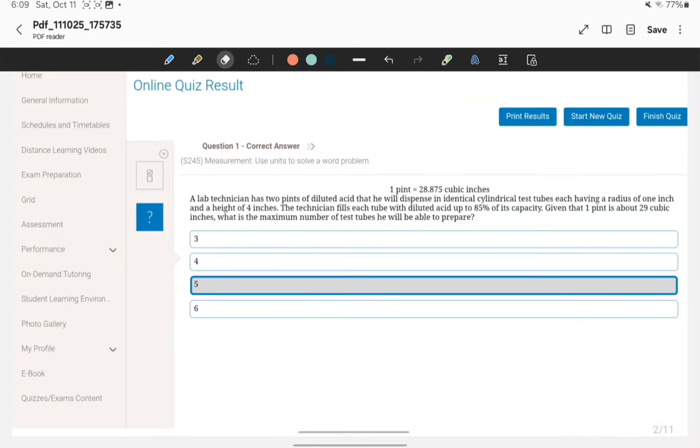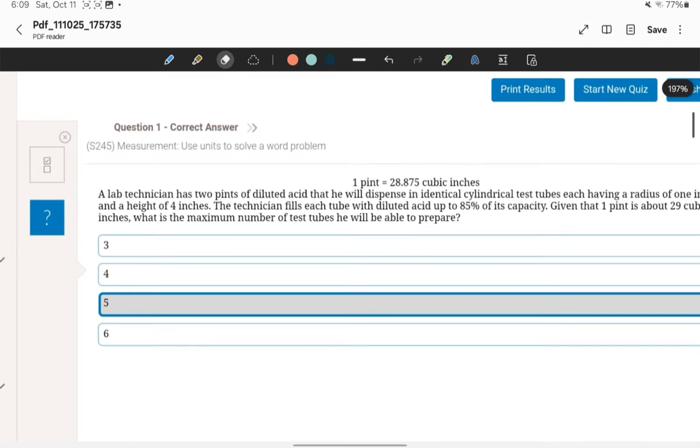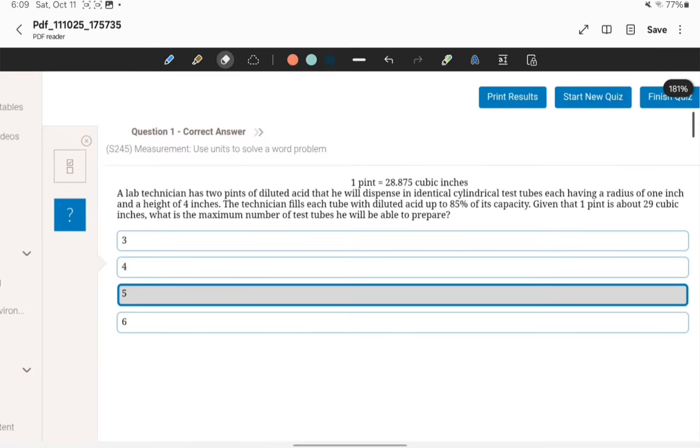Today I'm solving the week 8 Math CE quiz. Yalla, let's start. Question 1. A lab technician has 2 pints of acid that he will dispense in cylinder tubes, each having a radius of 1 and a height of 4. He fills each tube with diluted acid up to 85% of its capacity. Given that 1 pint is 29 cubic inches, what's the maximum number of tubes he will be able to prepare?